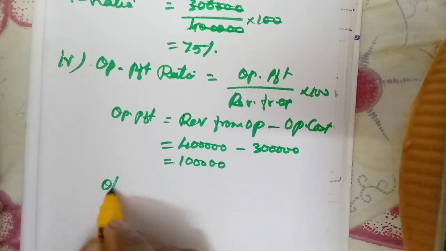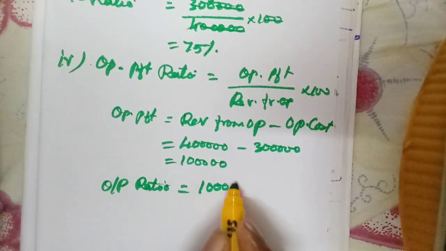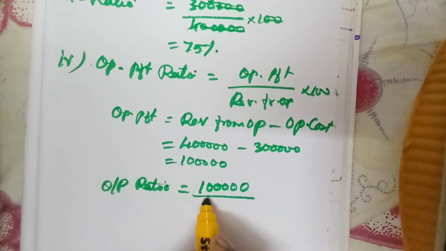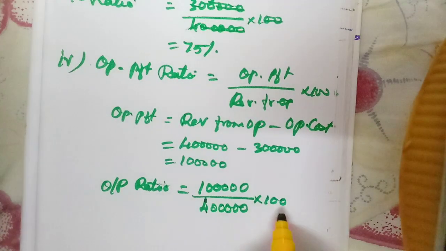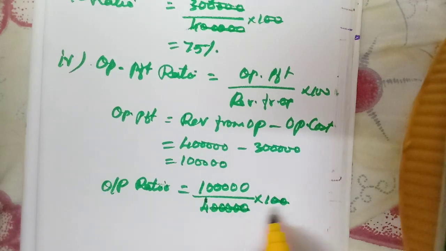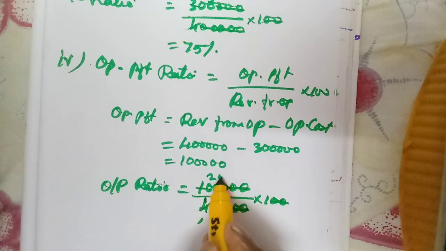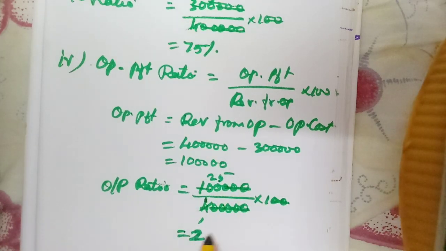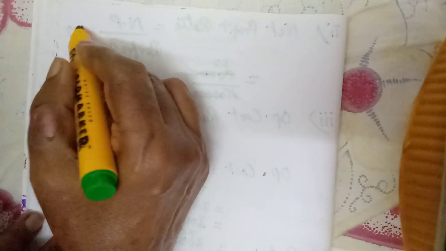Now operating profit ratio. 1 lakh operating profit, isn't it? Divided by revenue from operation, 4 lakh, into 100. So 50, 4 1 4, 2 4s, then 5. So 25%. Now we will see the fifth ratio, return on investment.